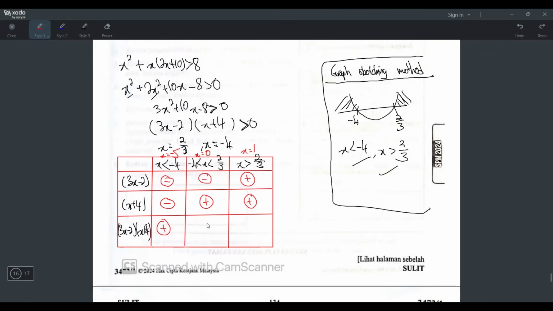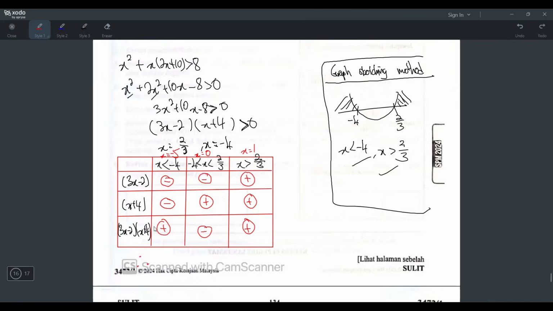Okay, same with this, you don't have to sub again because just now you already subbed. So when you sub inside 3x minus 2, you end up negative. When you sub into x plus 4, you get positive. So what happens when you take a negative number times with the positive number? You get negative. Same also this one, positive number times positive number, you get positive, right?